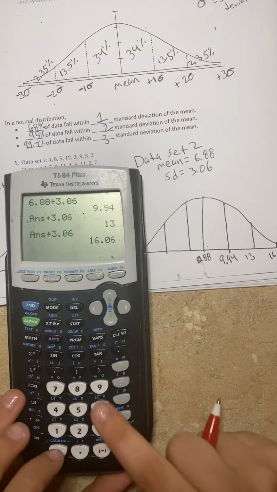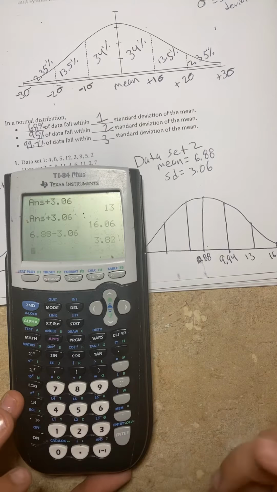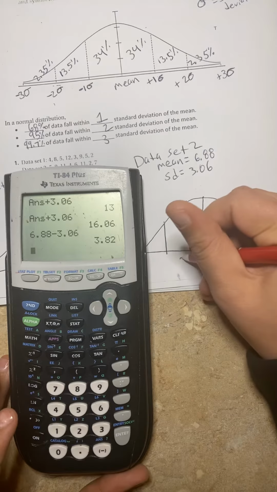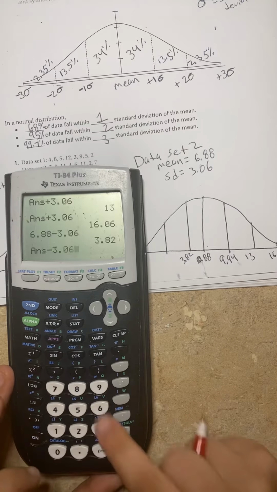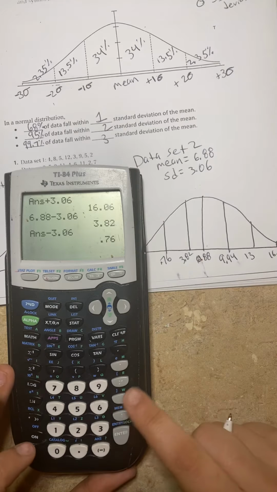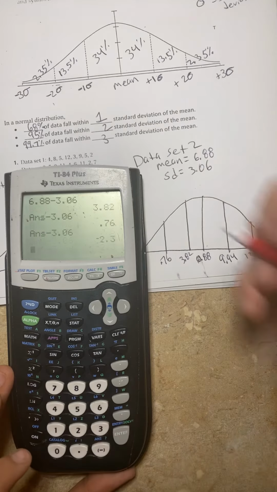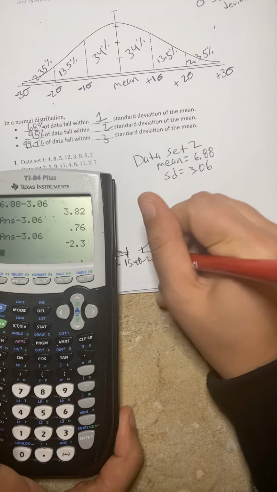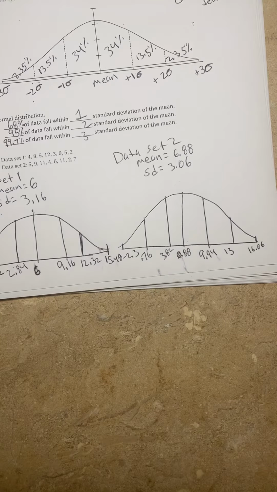So that gives me 6.88 minus 3.06 gives me 3.82 minus 3.06 gives me 0.76 minus 3.06 gives me negative 2.3. Okay, so that is another example of finding our standard deviation and all that good stuff.